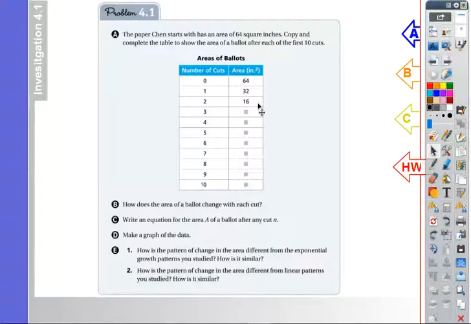Okay. Are there any questions about what you're being asked to work on with your partner for the next 20 minutes or so? It should not take that long. 20 minutes should do the trick. Okay. Please answer questions A through E. And remember, we are looking for how to model exponential decay in tables, graphs, and equations today. Go get started.